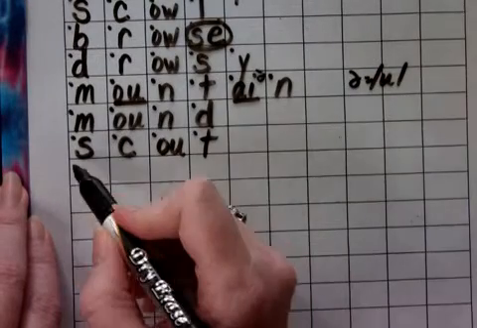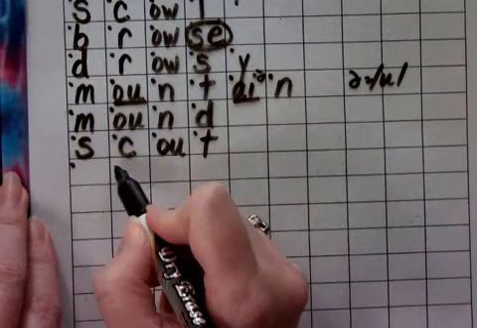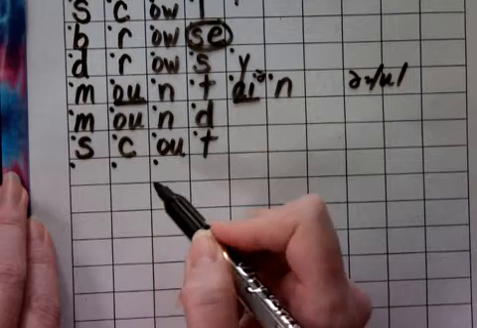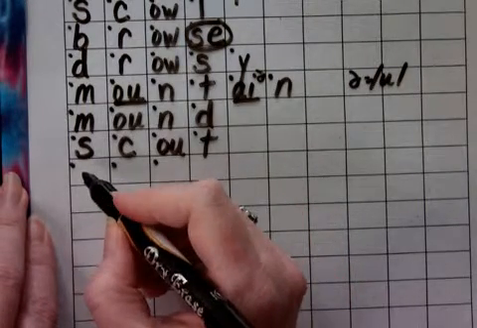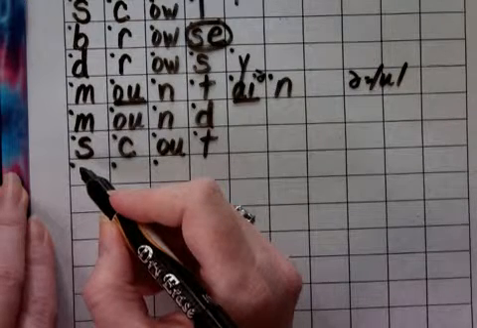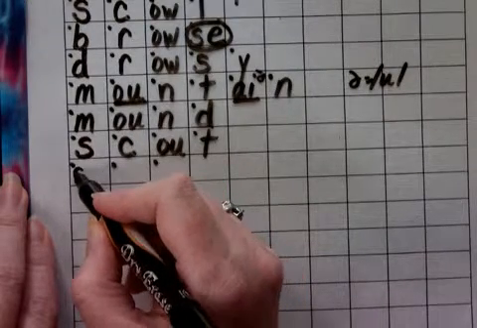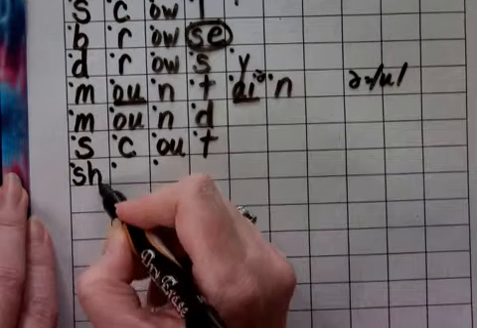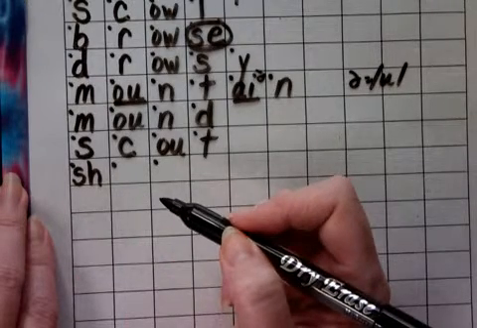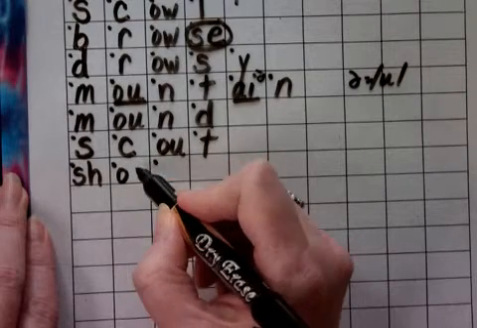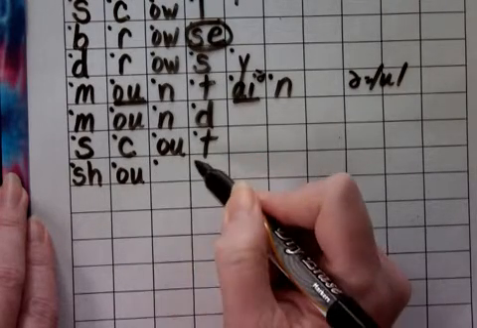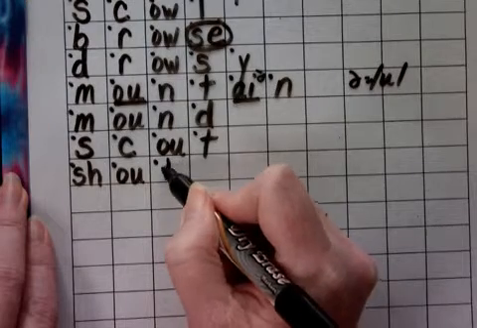The next word is shout. I will shout loudly. Sh, out. The first sound is sh. What two letters represent the sh sound? SH. It goes in one box because it represents one sound. The next sound is ow, is OU, and t. Shout.